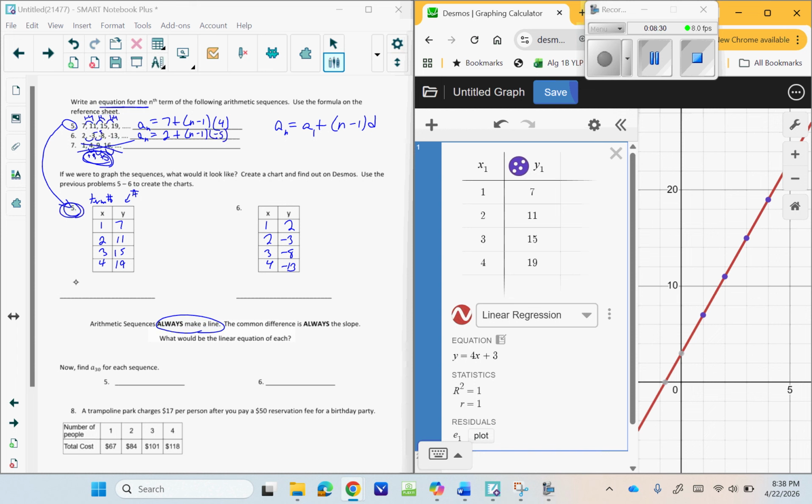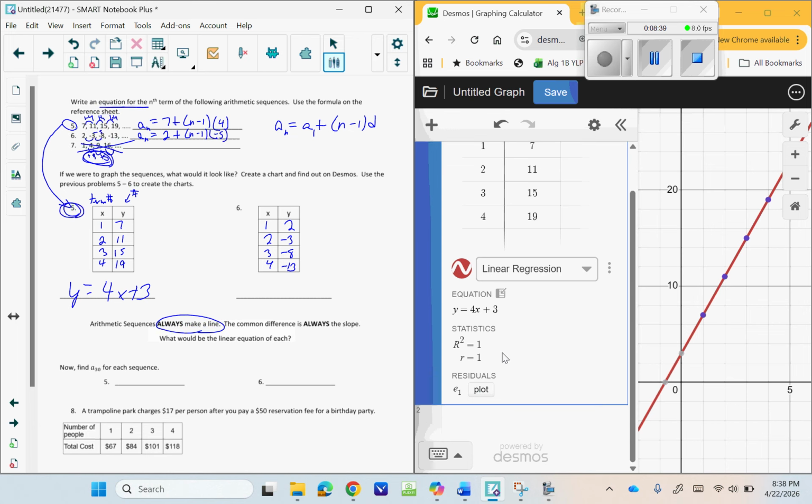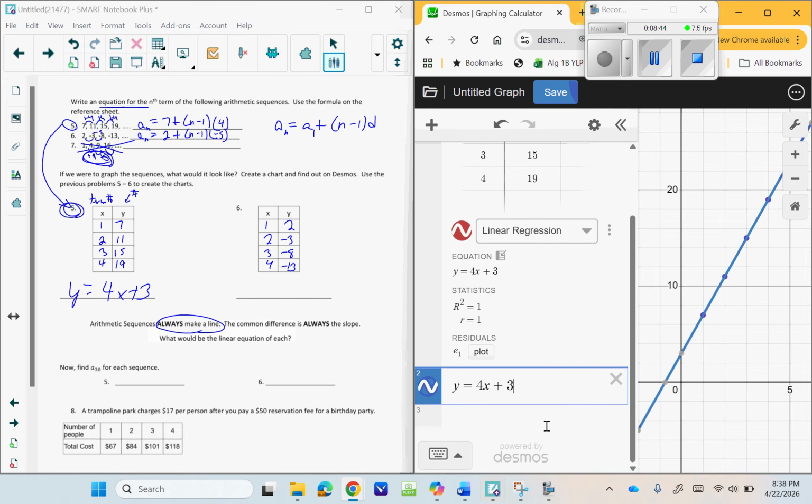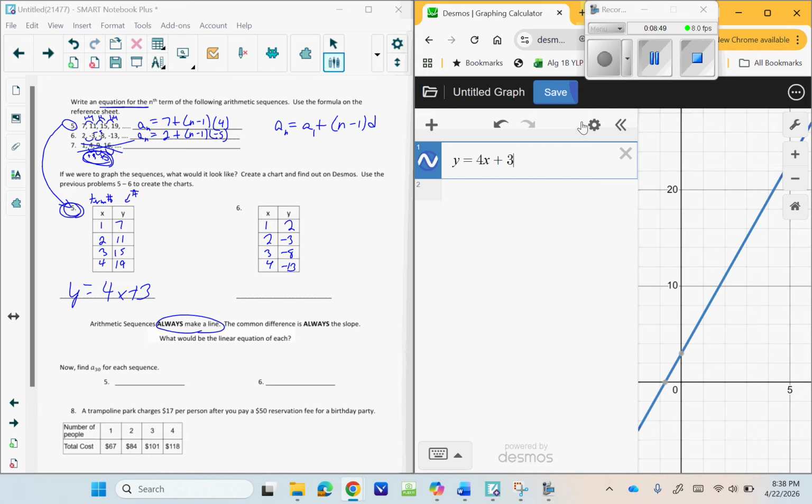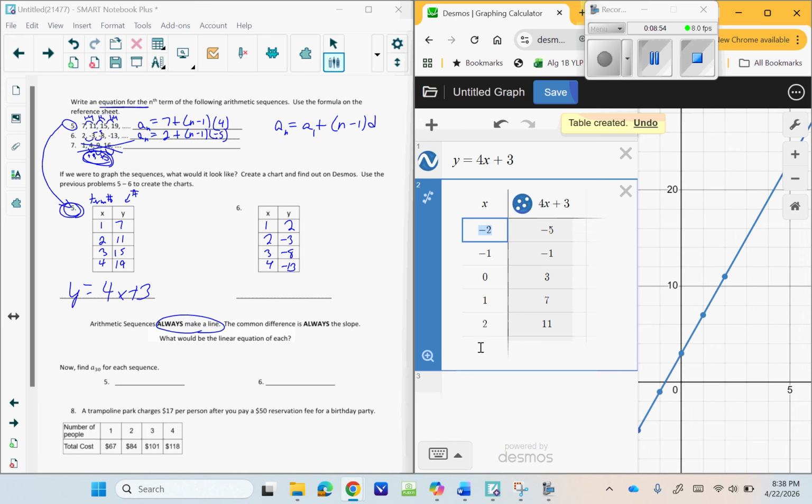I'm going to write that down because it says what would the linear equation be of each. So y is equal to 4x plus 3. And we'll talk more about that here in a second. Okay, so what I'm going to do is copy this down, and from there, I'm going to erase this up here. From there, I can go here and create a table. And what this is going to do is I can put in literally any term I want. So if I want the 50th term of the sequence, I could just put that in. And this is really going to help us in a second.